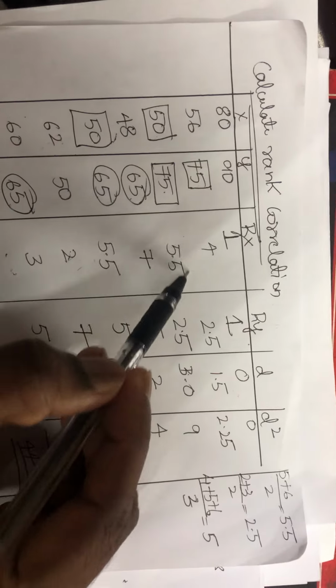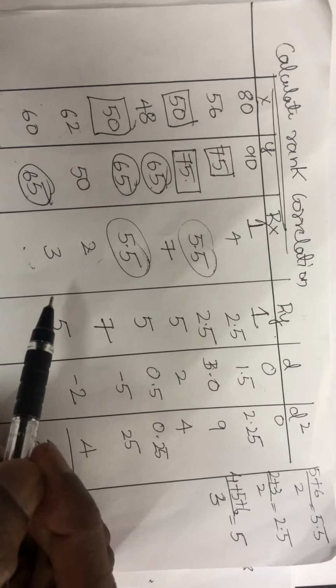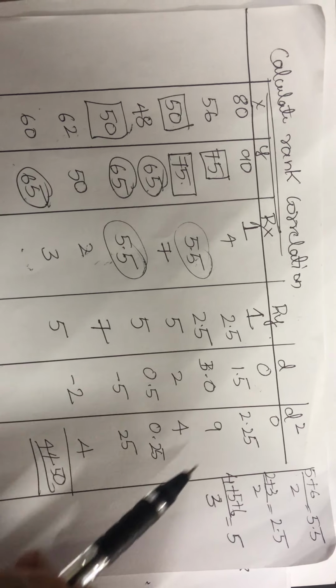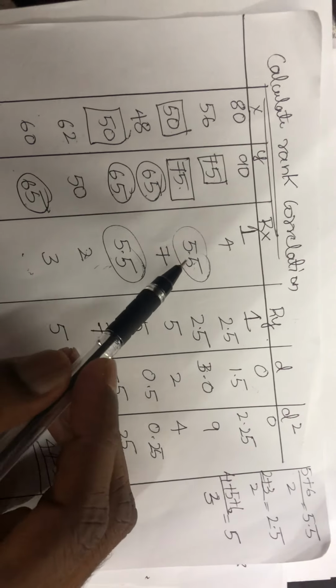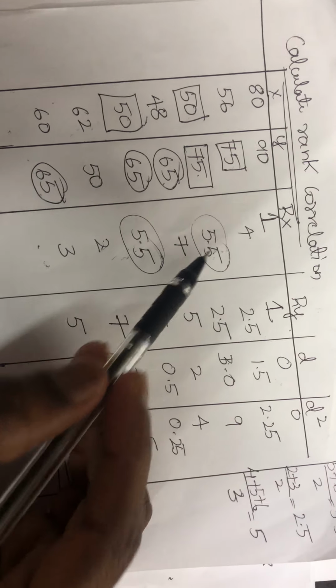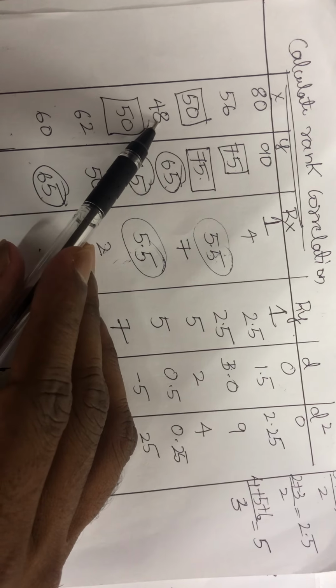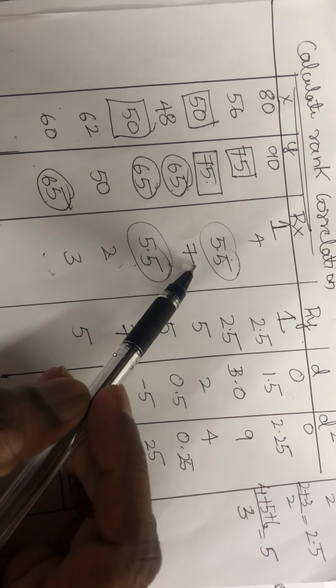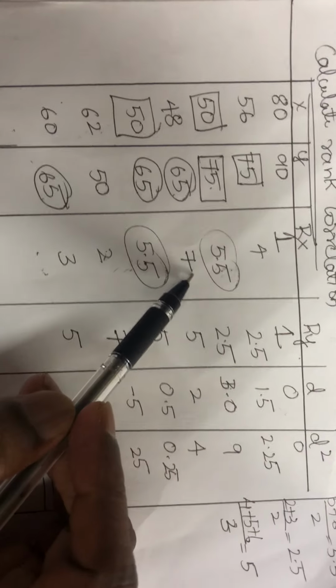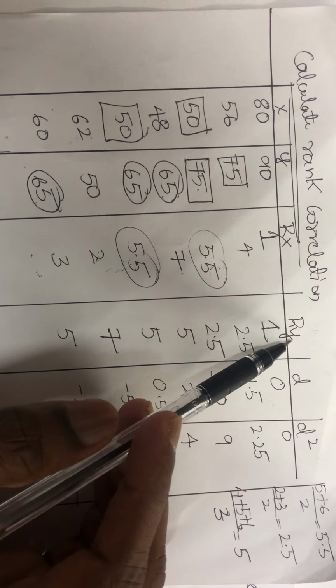As I said, the rank is repetitive in nature. When the rank is repetitive, we use that identity. So 5.5, 5.5. Two ranks are taken here, fifth rank and sixth rank. The next remaining, the next least marks is 48. For that, seventh rank will be given. Similarly, I should give ranks to Rx, Ry.